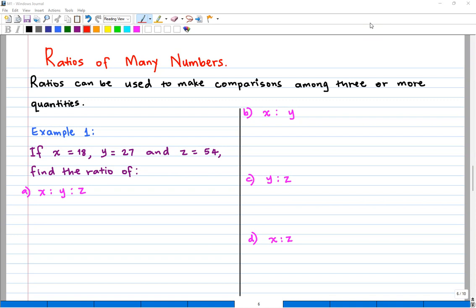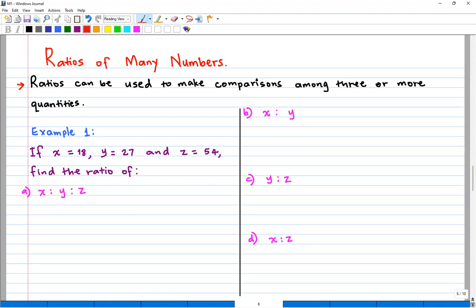Now, we are going to be looking at ratios of many numbers. Ratios can be used to make comparisons among 3 or more quantities. What we have been looking at is comparing two quantities. But now you can see that we can also compare 3 or more things using ratios.